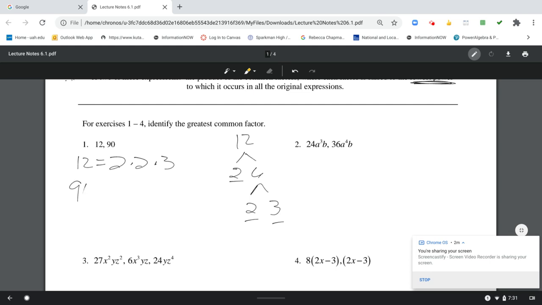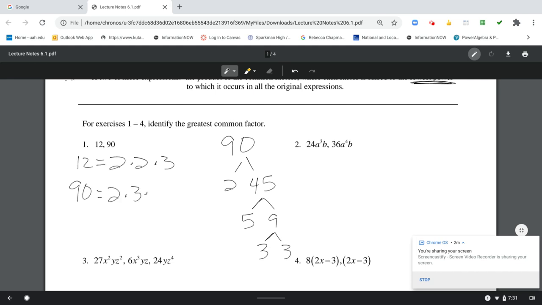And then I have factors of 90. I can do that the same exact way. I can break 90 up into 2 and 45. I could have done 3 and 30. It does not matter. Then I can say 5 times 9, and then 9 breaks up into 3 times 3. So I have 2 times 3 times 3 times 5. So those are the prime factors of 90.